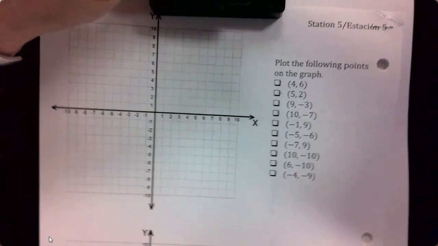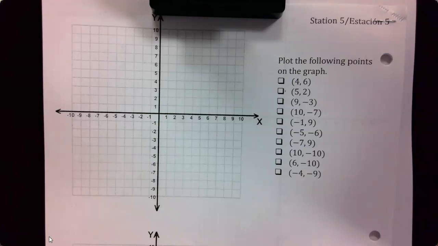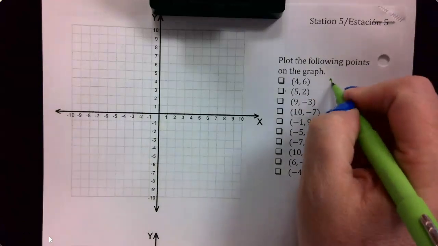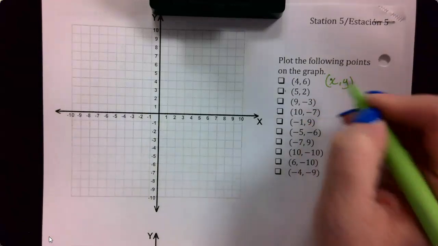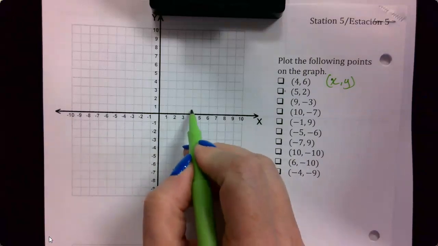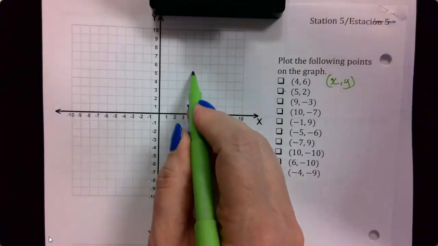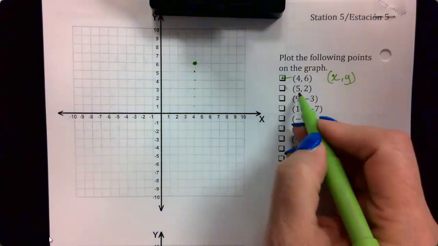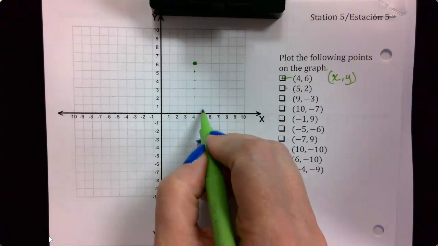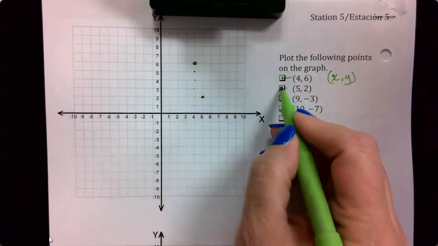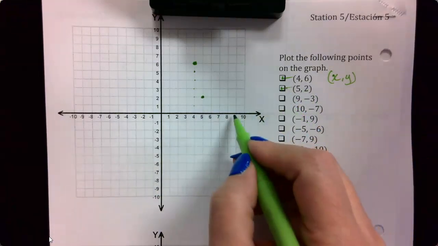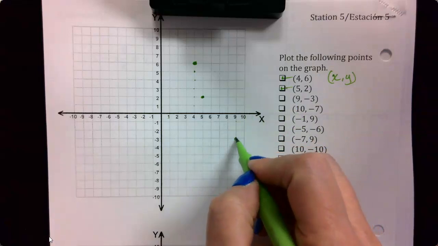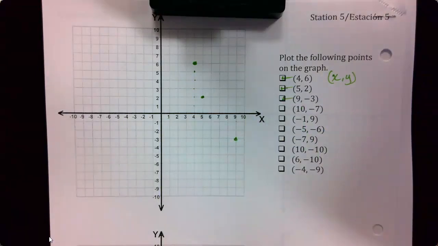Oops, on the back page, I almost forgot. On the back page, they just want you to plot points. Remember, ordered pairs are x, comma, y. So we go x 4 and up 6. Then we're going to do 5, 2. 9 and -3. Okay, so just keep plotting those points.